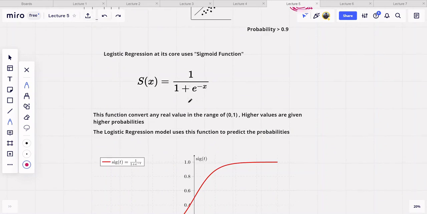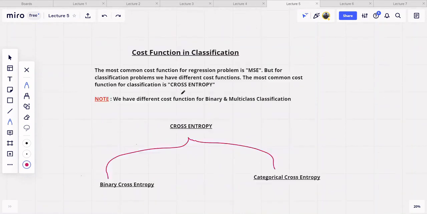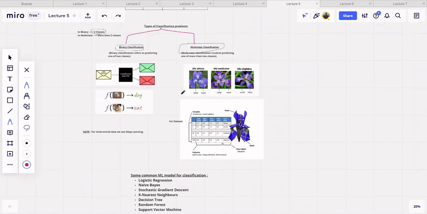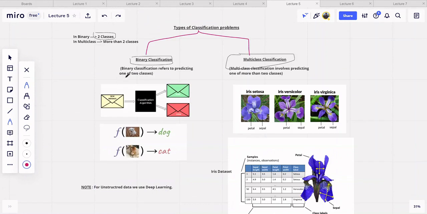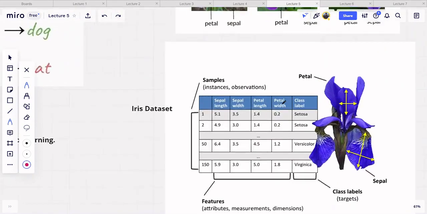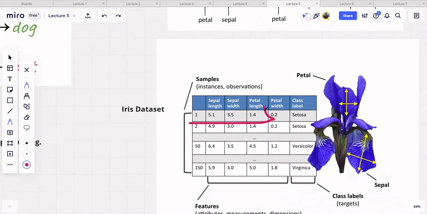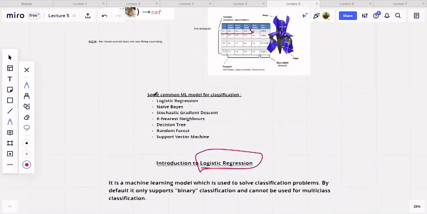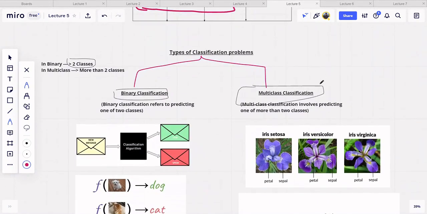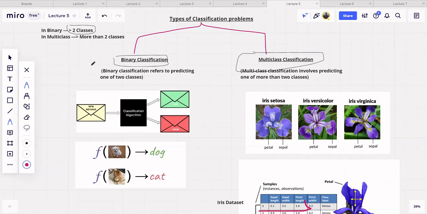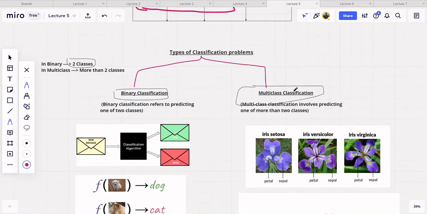Okay, so let me repeat this again. Basically a classification problem is a problem where we try to identify the class of a particular object. Now this object can be anything. It can be either an image, or it can also be a sample from a big data set. Now in classification there are basically two types of problems. One is binary classification, and the other one is multi-class classification. In binary classification we have two classes, and in multi-class classification we have more than two classes.